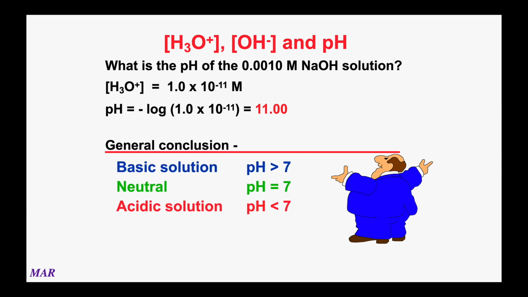So basic solutions, first of all, will have a pH larger than 7, and having a basic solution just means that the hydroxide, this number, is larger than the hydronium, this number. You have more hydroxide than you have hydronium. An acidic solution, you'd have the reverse case. In an acidic solution, you'd have more hydronium than you have hydroxide, and your pH values will be less than 7. And then neutrality just means that your pH is equal to 7. The acid and base quantities are equal.